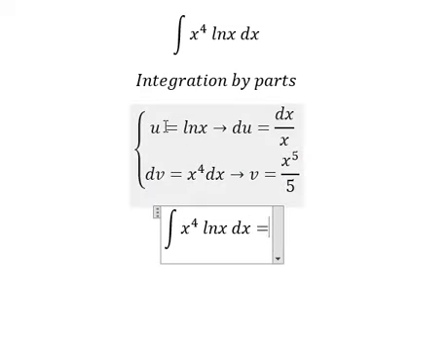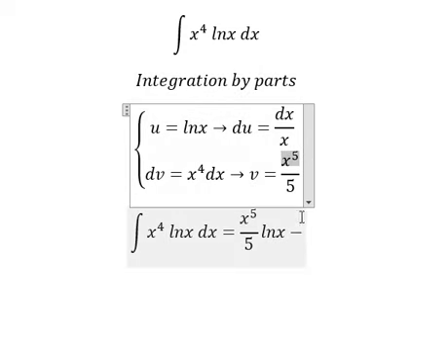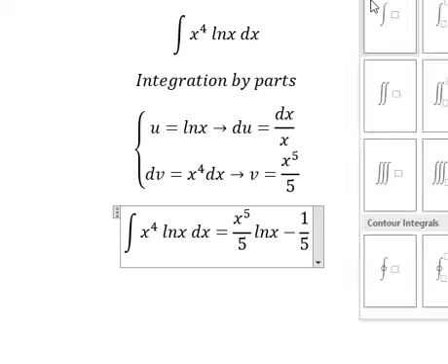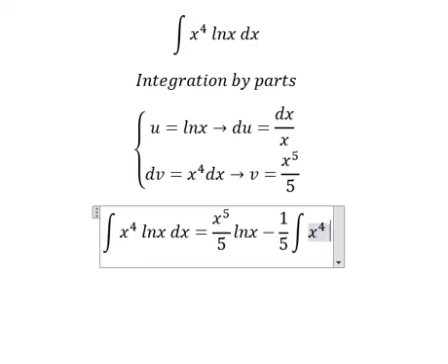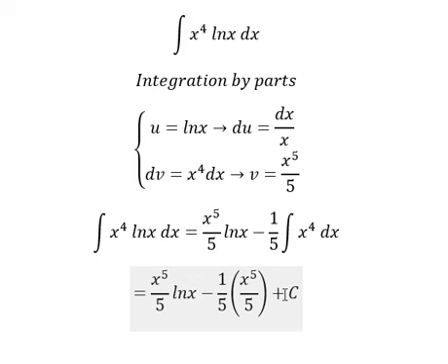So we have u multiplied by v, minus u multiplied by v, so this one divided by s is s to the power of 4. This one is s to the power of 5 over 5. And here is the final answer.